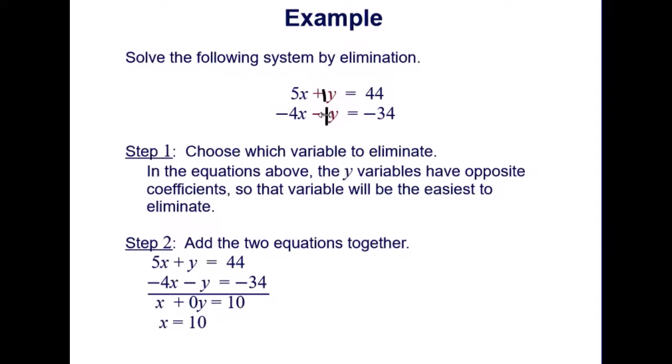So choosing which variable to eliminate, the variable y would be the easiest to eliminate, because all we have to do is add the two equations together and it will go to 0. It cancels out, leaving us with x equals 10. Elimination, in one step, you've solved for one of your variables.